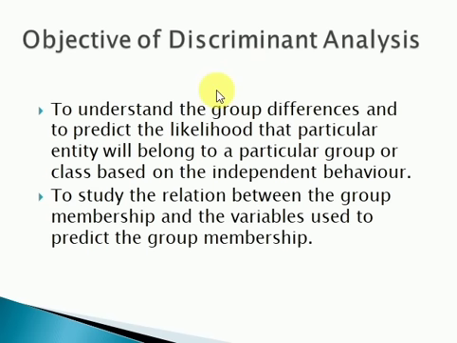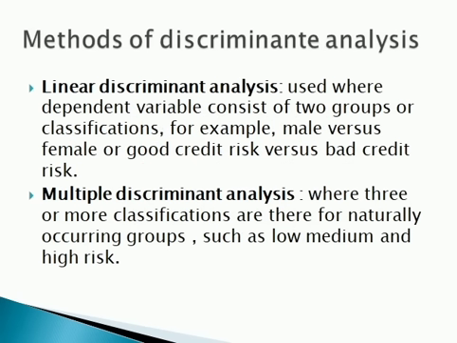The objective of discriminant analysis is to understand the group differences and to predict the likelihood that a particular entity will belong to a particular group or class based on the independent variables. It studies the relation between group membership and the variables used to predict the group membership. The methods of discriminant analysis may be of two types: first one is linear discriminant analysis and the second is multiple discriminant analysis.